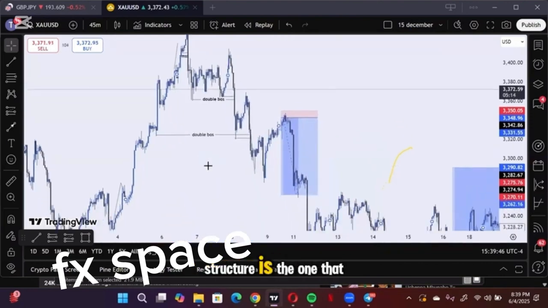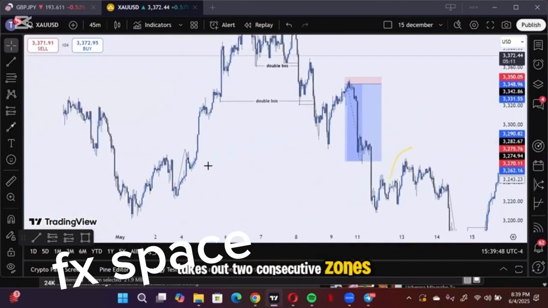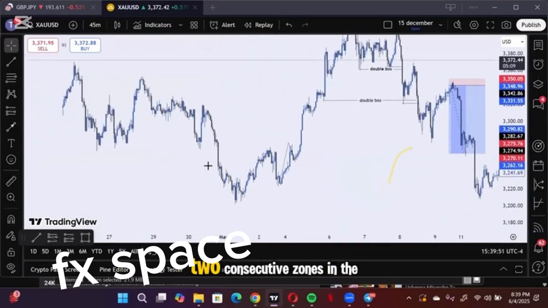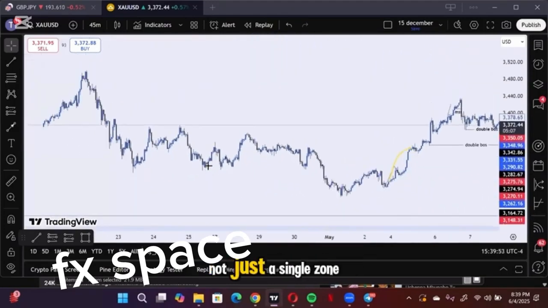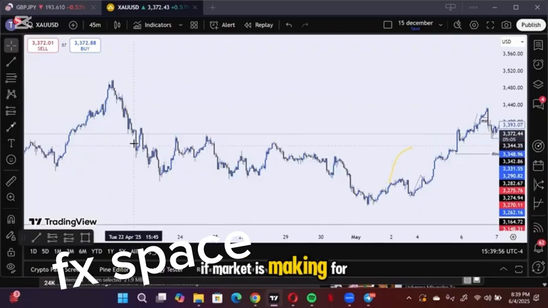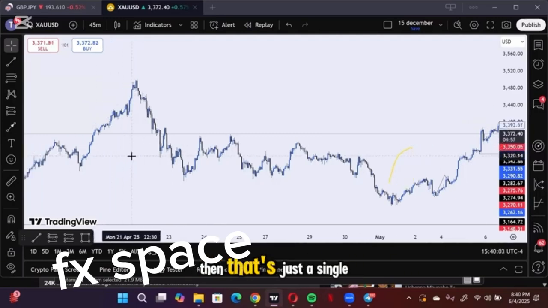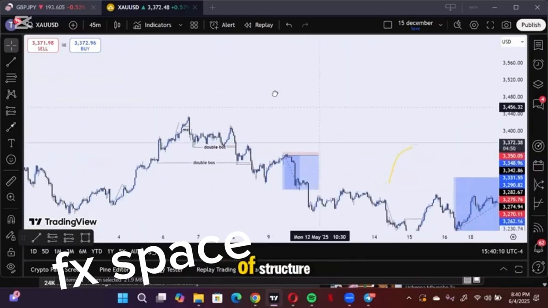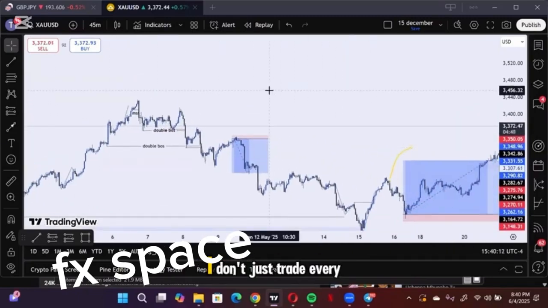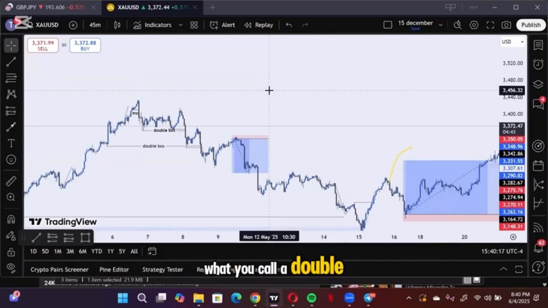So a double break of structure is the one that takes out two consecutive zones in the market, not just a single zone. If market is making, for example, lower highs, lower lows, lower highs, and it's not taking out two consecutive zones, then it's just a single break of structure. But when it takes out two consecutive zones, then that's when you can call it a double break of structure. So when it comes to trading continuations, I don't just trade every single break of structure I see. I pay attention to getting what you call a double break of structure. Hope you guys understand me now.